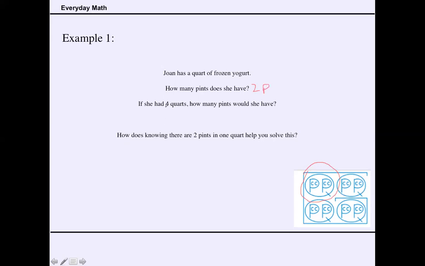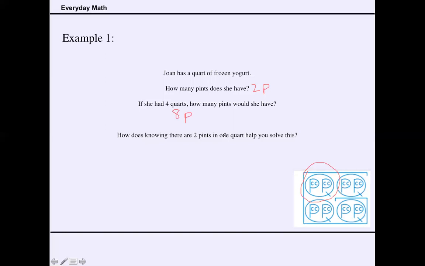If she had 4 quarts, how many pints would she have? So we're going to do 1, 2, 3, 4 Q's. How many pints are in there? 1, 2, 3, 4, 5, 6, 7, 8. She would have 8 pints.